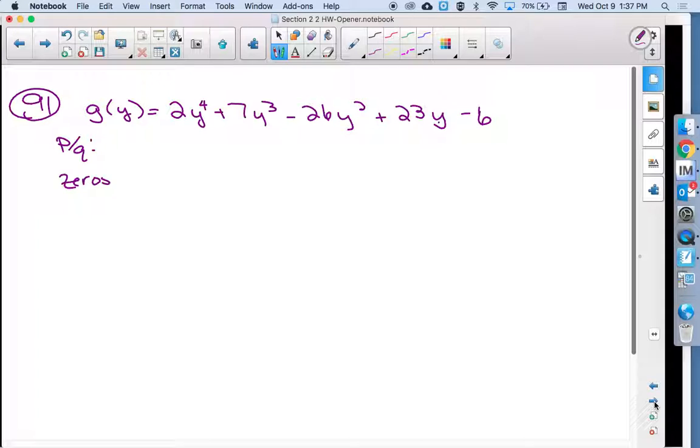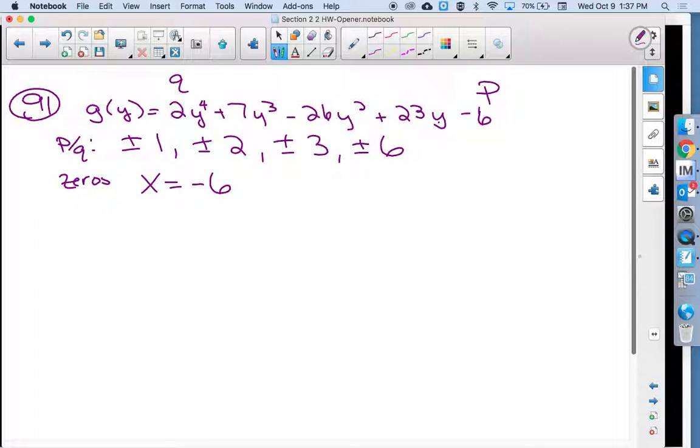The first thing is doing P over Q. We have a P of -6, Q is 2, and if I take my P over Q values, you end up with 1, 2, 3, and 6. So from the calculator, you want to pick a number that's in the list. Can anybody tell me a 0 from the list? -6. I think a lot of people had that as a starting 0, -6.